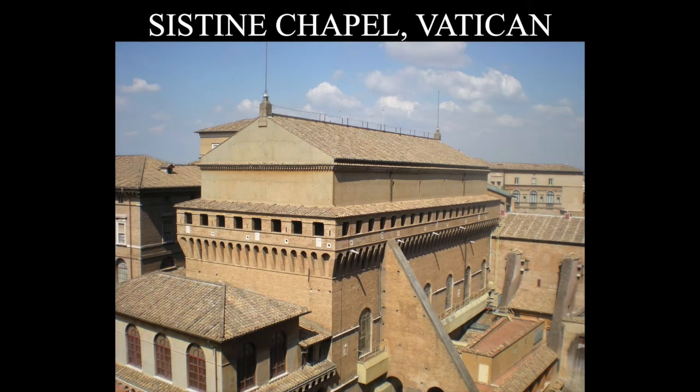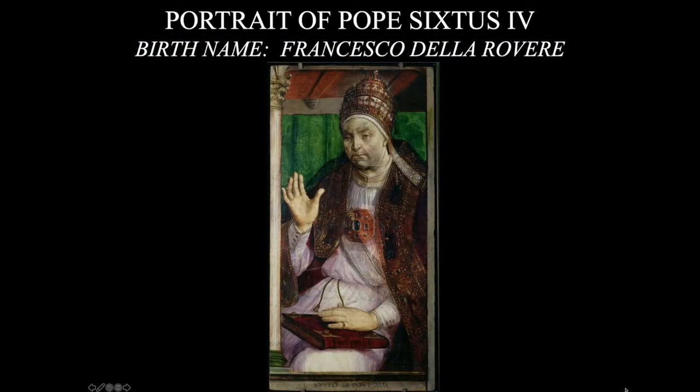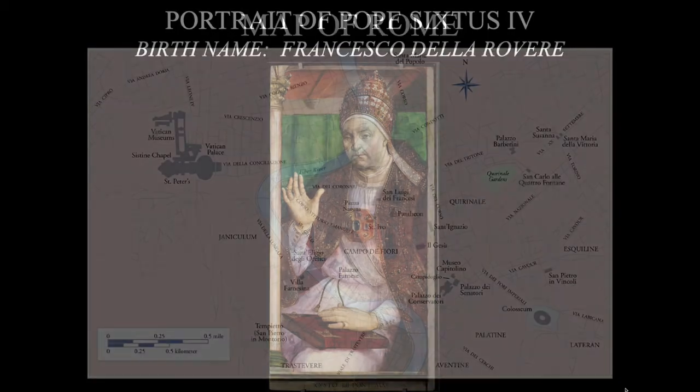And now we're going to go into the Sistine Chapel. Now, the Sistine Chapel sure doesn't look like much from the outside, especially when it's situated right next to St. Peter's Cathedral. But it's absolutely stunning on the inside. The structure itself is about 7,000 square feet, and it's named for Pope Sixtus IV. So this is where we get the Sistine Chapel. The birth name of Pope Sixtus IV is Francesco della Rovere.